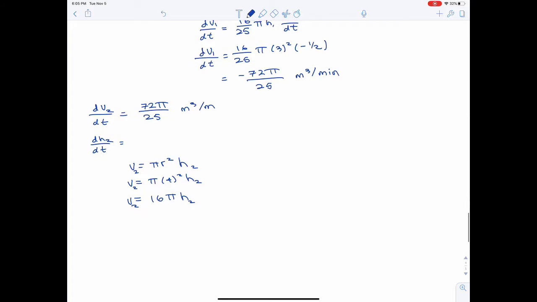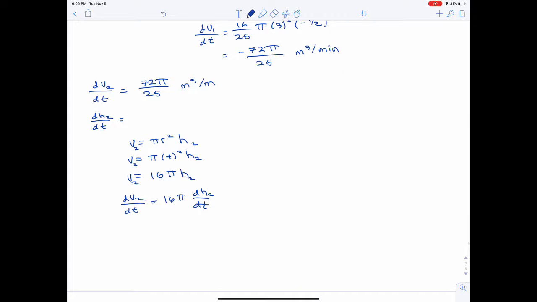Let's go take some derivatives. So the rate of change of that volume, dV dt, is going to be 16 pi dH dt. Plugging in our values. So what are we looking for? We're looking for dH dt. So I'm going to say dV dt times 1 over 16 pi equals dH dt. So that's the rate of change of the second level.